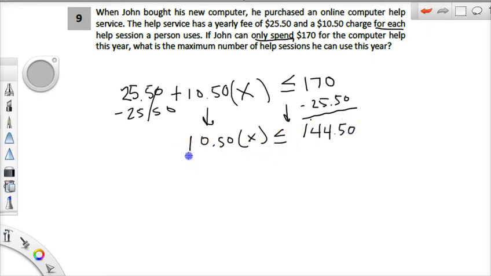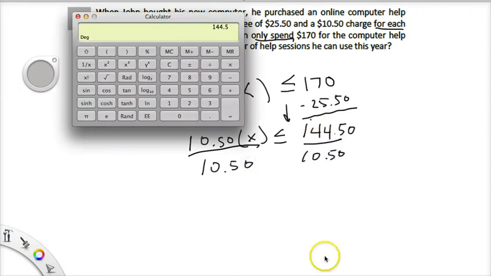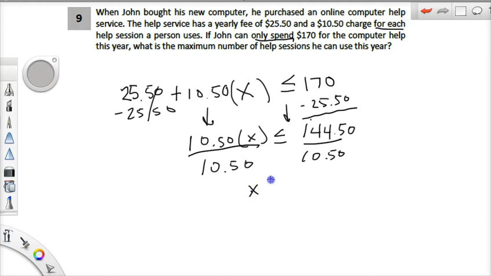So now we have to divide by the coefficient, so divide by 10.50. And let's see what we're left with over here. So 144.5 divided by 10.50, and we get x has got to be less than or equal to 13.76. And basically over here we said x was the number of help sessions.